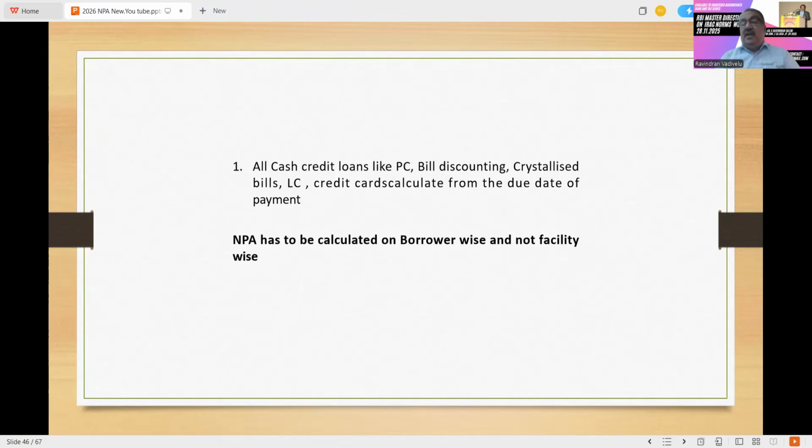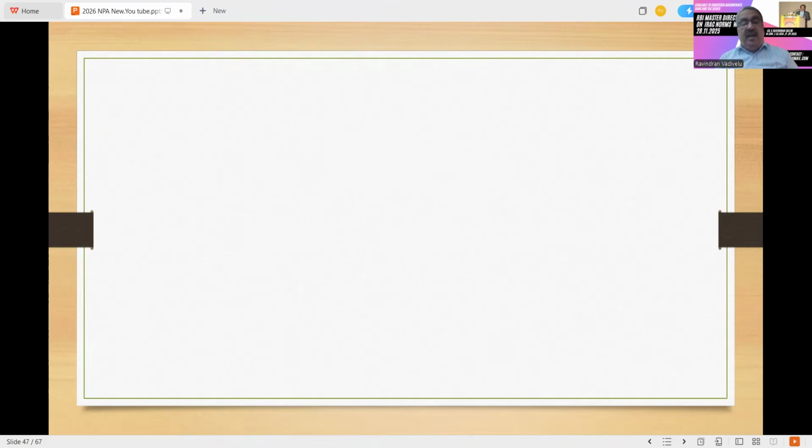Next one is a very, very important thing. NPA has to be calculated on borrower wise and not facility wise. This is a very, very important thing. So if one facility has become NPA, that means you have to classify the entire loans borrowed by the borrower as NPA.